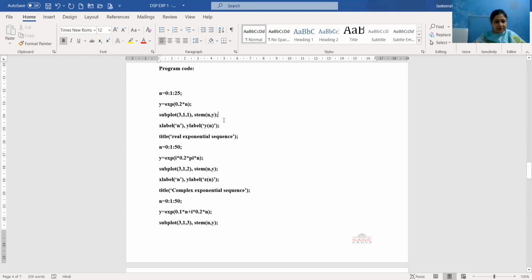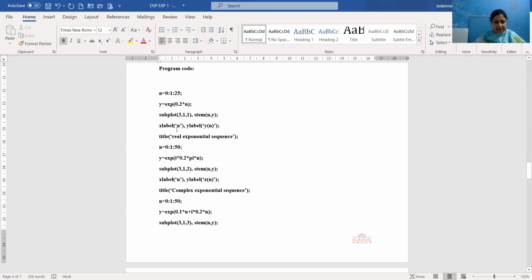Since we are plotting a discrete exponential signal, for plotting we will use the stem command. So stem, on the x-axis we have small n, and on the y-axis we have function small y. Now this will plot the real exponential signal. For making the signal more explainable, we will add labels to the signal.